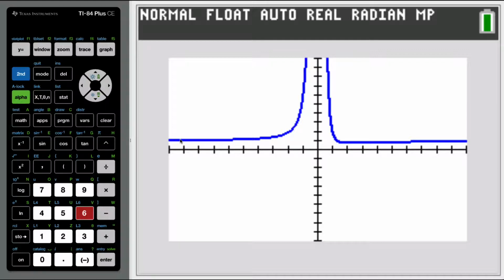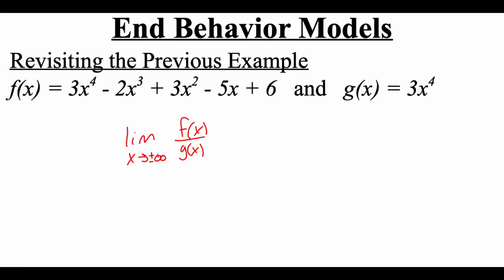So we can say that the limit as x approaches negative infinity is also 1. So because this limit as x approaches infinity was equal to 1, then g of x is a good right end behavior model. And similarly, because the limit as x approaches negative infinity was also equal to 1, g of x is also a good left end behavior model for our f of x function.